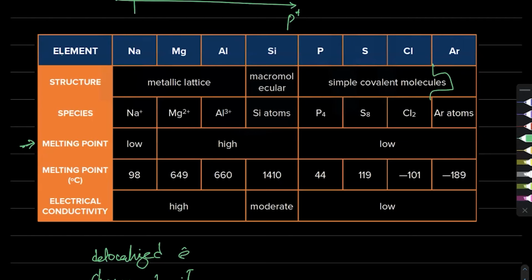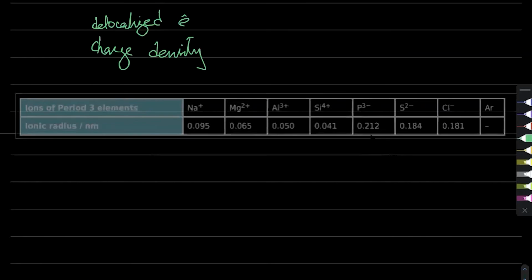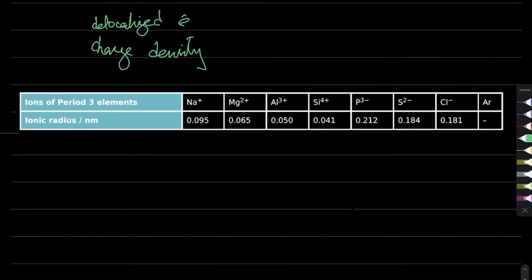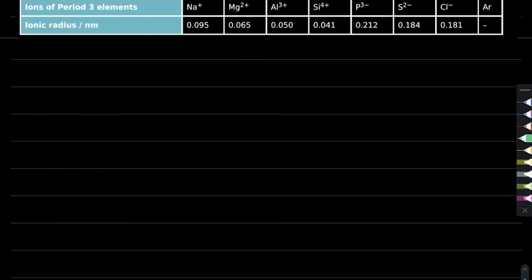You need to be able to explain this pattern, and obviously the radius of the ion or the atom that you have. Now here's the interesting bit. This is the value for the radius of the ions that they make. My question is, why is the value for argon's ion not given? Because it doesn't form ions.